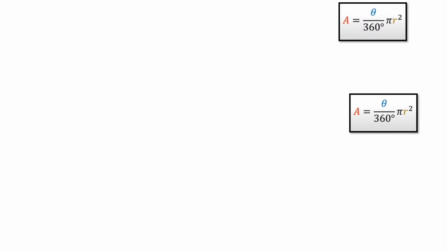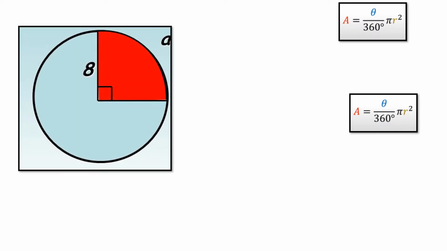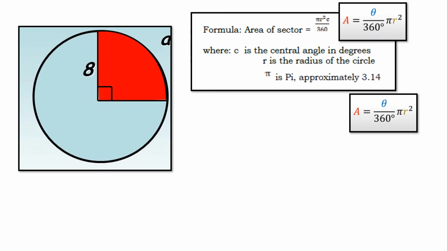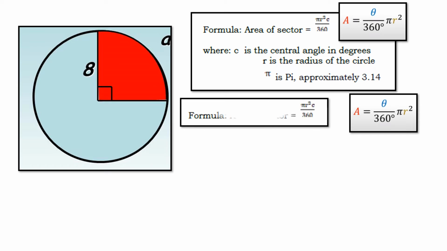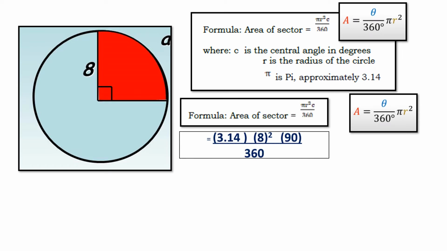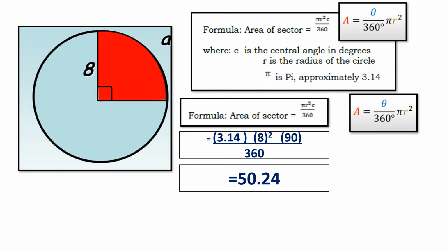Okay, so let's have another. Take a look at the figure. May given tayo na radius which is 8, at ano ang ating theta or the central angle? Yes, 90 degrees ang ating central angle dyan. So we have pi r squared C over 360. So we have 3.14 times 8, which is our radius, squared, times 90, our central angle, over 360. Multiply lahat ng nasa numerator divided by 360 using your calculator. We have 50.24. The other formula is theta over 360 times pi r squared.